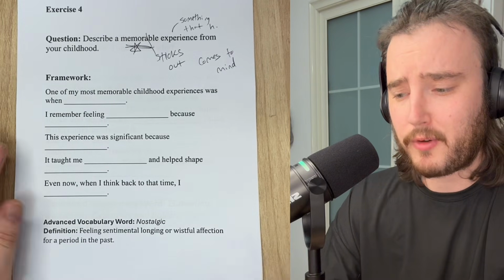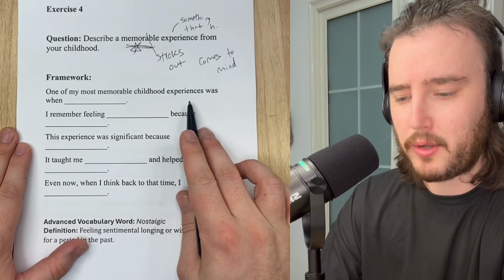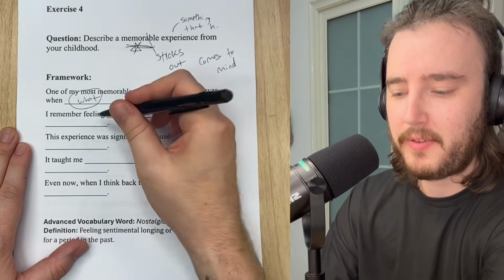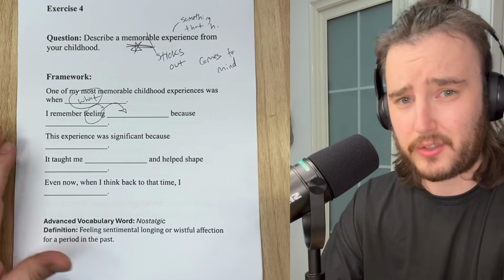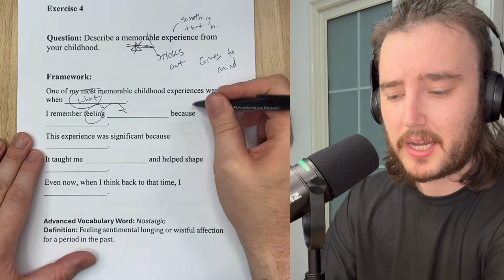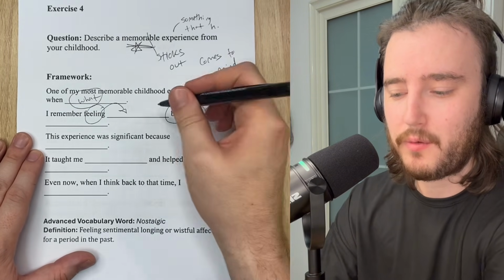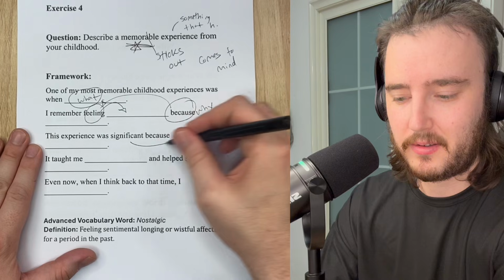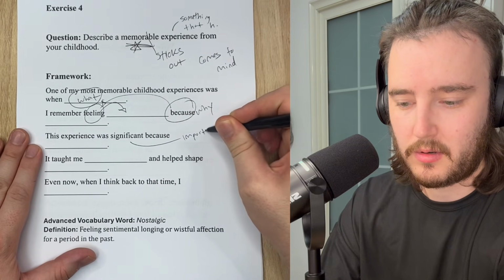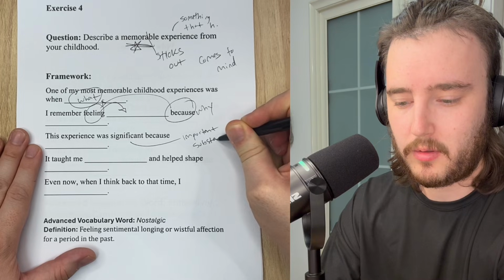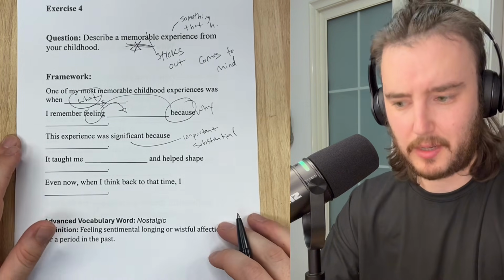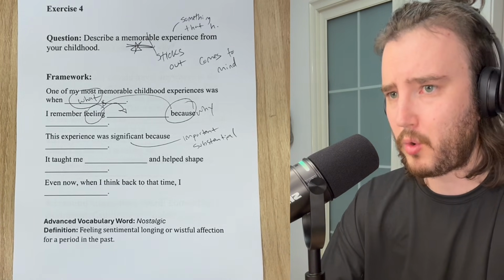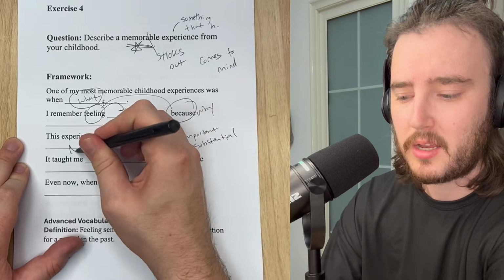Okay, well, here's the framework. One of my most memorable childhood experiences was when, tell me what happened. Okay, I remember feeling, there'll be a feeling here, feeling scared, excited, upset, because that means tell me why you felt this feeling. Okay, this experience was significant. That means important. It means substantial. It means of substance, like this was a significant thing that happened in my life, something important that happened in my life because, tell me why.